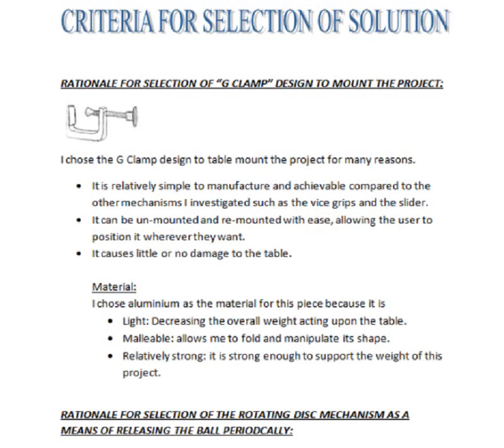So for the first one, rationale for selection of the G-clamp design to mount to the project. I chose the G-clamp design because it is relatively simple, it can be unmounted and remounted with ease, and it causes little or no damage to the table. I chose aluminium as the material because it is light, malleable, relatively strong. Please pause this video at any time if you wish to read in more detail.